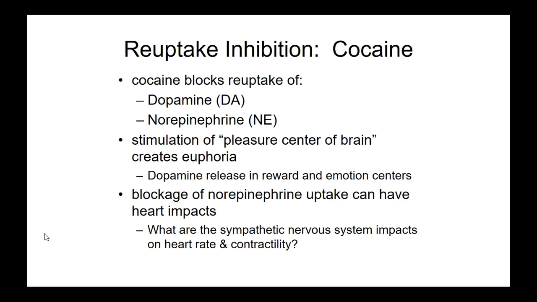Going up or down? Should go up, right? So all the things that dopamine, norepinephrine, epinephrine do are going to be accentuated, right? Okay. And so here, stimulating the pleasure center of the brain, increasing euphoria. Dopamine, remember, is involved in the reward centers of the brain, right? Emotional centers. Blocking of norepinephrine reuptake can impact the heart.